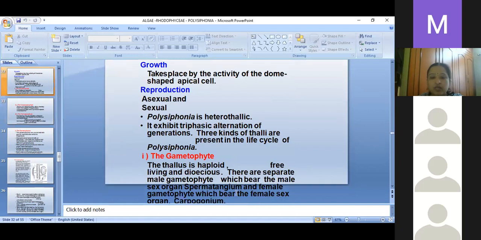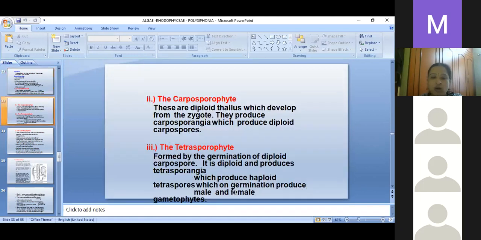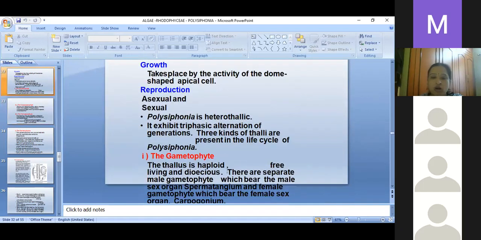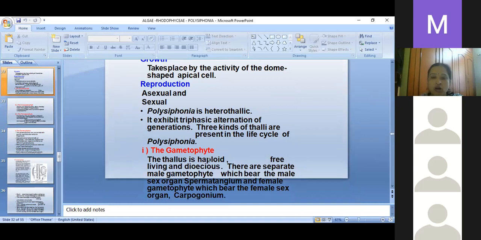The thallus, the gametophytic stage, is always the haploid stage. It is free living and dioecious, so the two gametes are separate. One is the male gamete, which bears the male sex organ. The male sex organ is called the spermatangium.